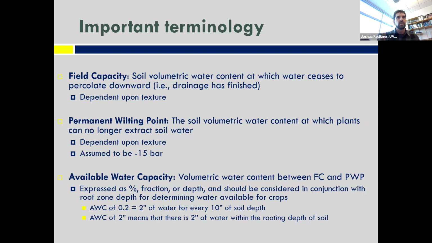When we have a heavy storm event, the soil saturates, but then it drains over the course of 24 to 48 hours. The point at which it stops draining, the moisture content of the soil at that point, is known as field capacity. That's really dependent upon the texture of the soil.